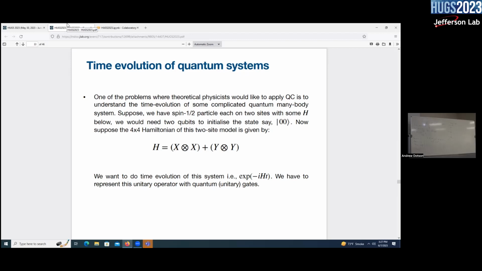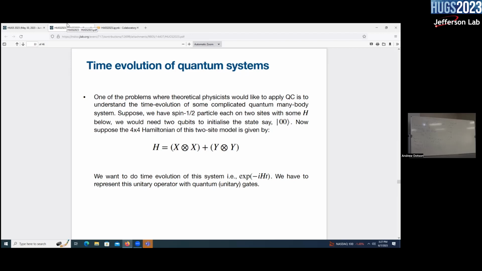How do we initialize the qubits? We initialize it in this state vector, 0 and 0. Now, I give you a local Hamiltonian or some Hamiltonian of some spin system written in terms of Pauli strings. Let's say the Hamiltonian is given by this, XX plus YY. This is XX plus YY because this is a two-site model. So there is X on site 1 multiplied by X on site 2.